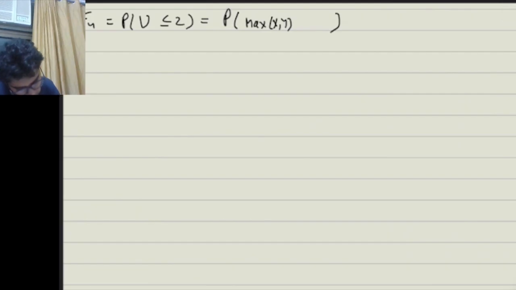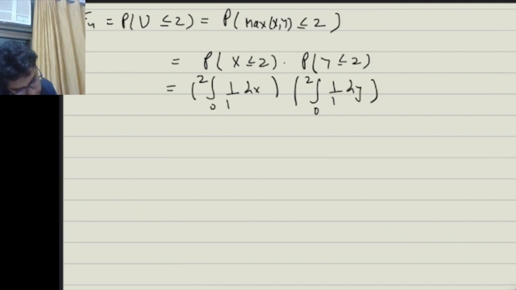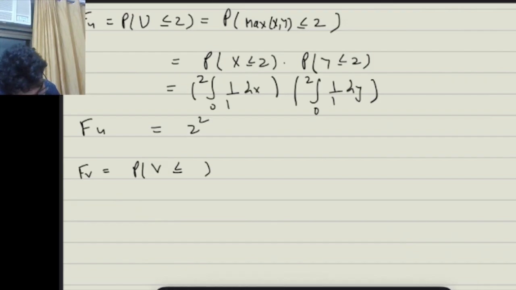But the procedure is right here also, right? So probability of x being less than or equal to z into probability of y being less than or equal to z, and both are uniformly distributed from 0 to 1. 0 to 1 dx, 0 to z, and 0 to z, 1 upon 1 dy. This gives me z square, right? Z square. So F of u is z square. Now F of v would be the probability of v less than or equal to z, less than or equal to 1 minus z. It's given to us that it is less than or equal to 1 minus z.